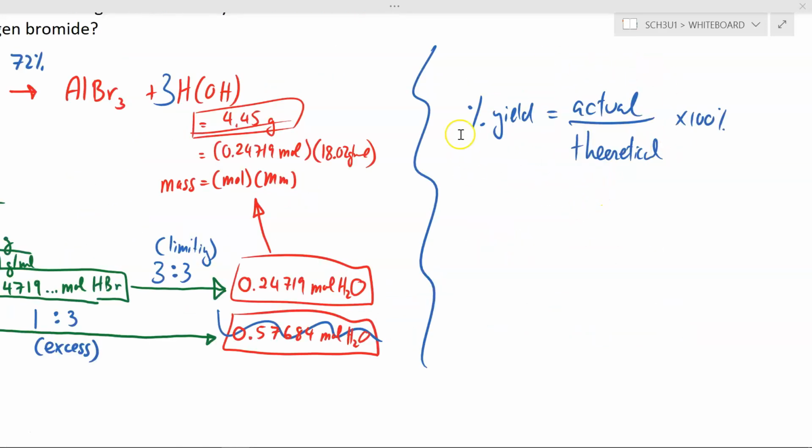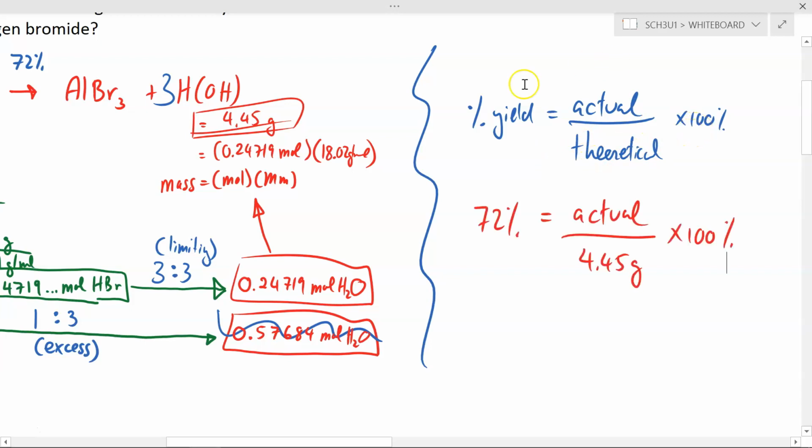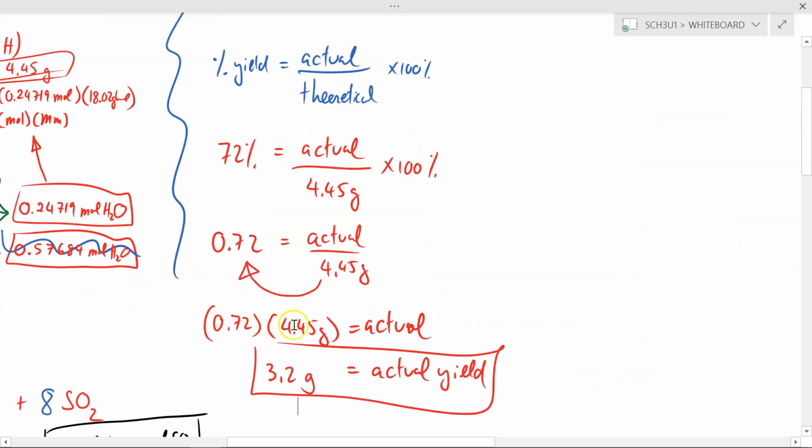Well, let's take a look at the equation. So the percent yield is equal to how much you can actually create divided by how much could have been created times 100%. So when I substitute these values in, 72%, 4.45 grams is how much I could have made theoretically if everything went perfect, and then 100%, I'm going to solve for actual. To get rid of this 100%, I'm going to divide on this side, so 72 out of 100 gives you 0.72. I'm going to multiply out the 4.45 and bring it up here, so 0.72 times 4.45 grams, and then you get 3.2 grams of actual yield.